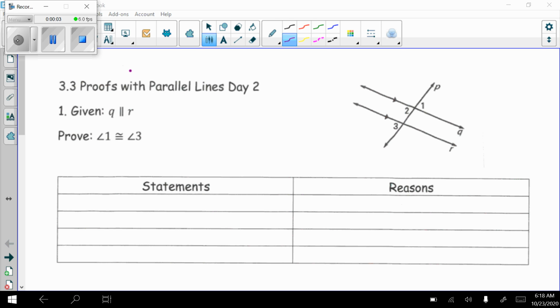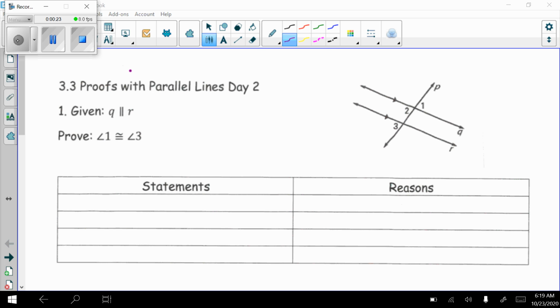Okay, today in geometry, we're going to just look at some more proofs like we did yesterday involving parallel lines. So we're just going to work through a few more proofs together. So number one, this is the picture they gave to me. Given Q is parallel to R, they want me to prove angle 1 congruent to angle 3.